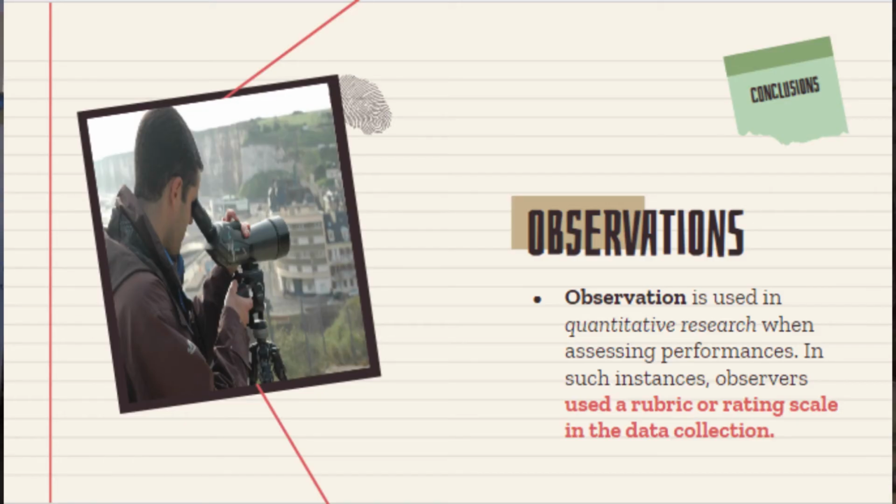Last but not the least is observation. Although observation is more frequently used in qualitative research, it is also used in quantitative research, particularly when the characteristics being observed are quantitative in nature. These characteristics include the length, the width, the height, the volume, the area, the time, the speed, etc. In addition, observation is used in quantitative research when assessing performances. In such instances, observers use a rubric or rating scale in the data collection.